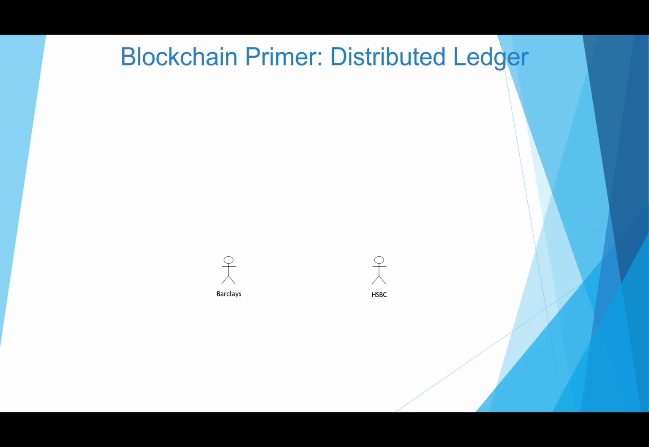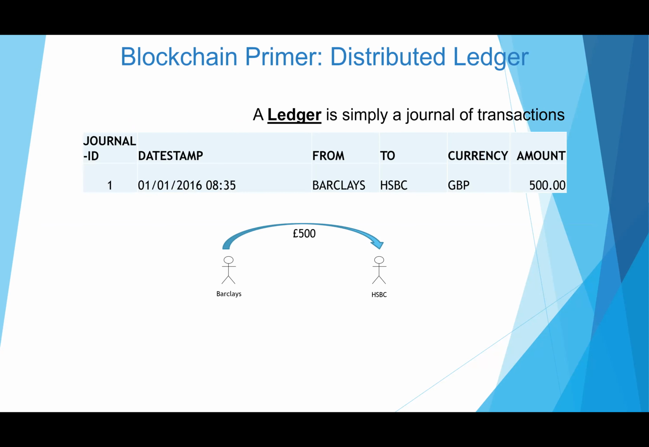So if we think about what a distributed ledger is, if we have a financial transaction, for example, between two parties, then we'll need a record of that transaction in some way. And that record is what's known as a ledger. And that's just simply a journal transaction. And it'll have a date stamp on it. It'll say who the value is from, who it's to, what the units of currency was, and what the amount was. So in this case, Barclays sent HSBC £500. Nice and simple. That's all a ledger is. It's just that record of transaction.